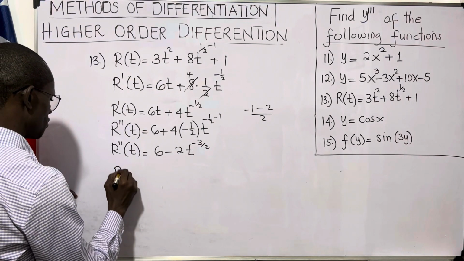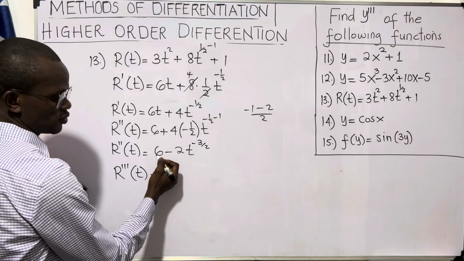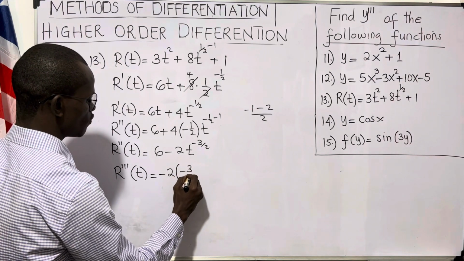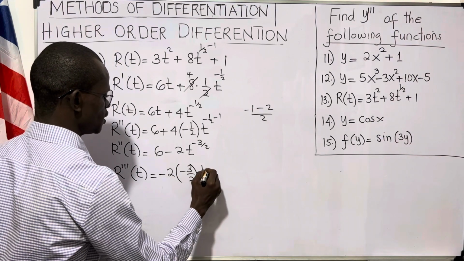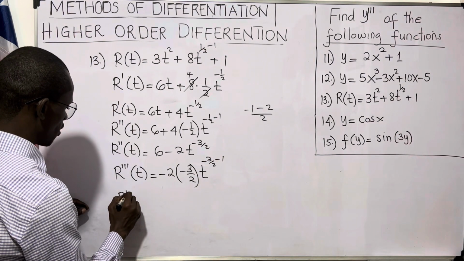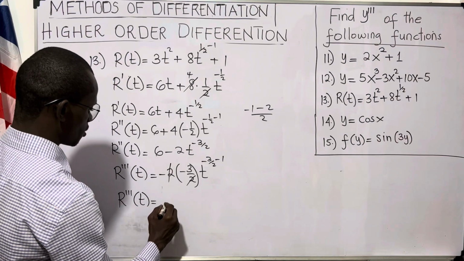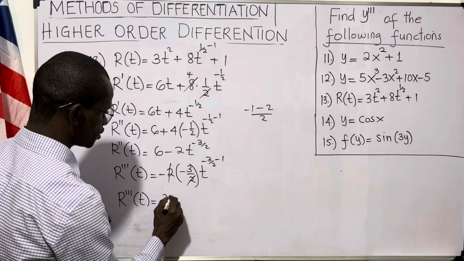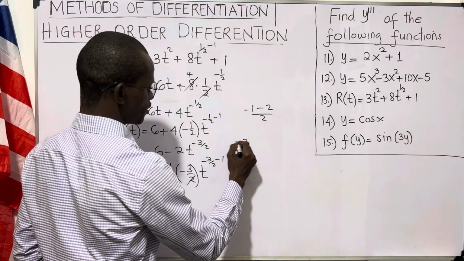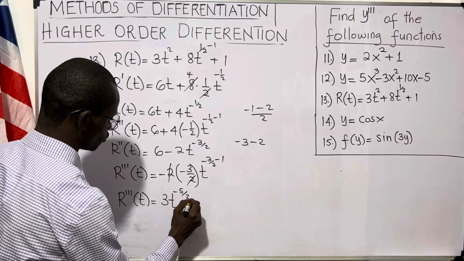We find the third derivative of r. The derivative of a constant goes to 0. So this is minus 2 times minus 3 over 2, t raised to the power minus 3 over 2 minus 1. So r prime prime prime of t gives us negative, negative is positive, so it's 3t. 2 times 1 is 2, so it's minus 3 minus 2 is 5, minus 5 over 2.